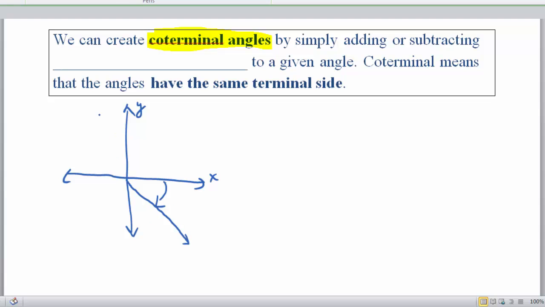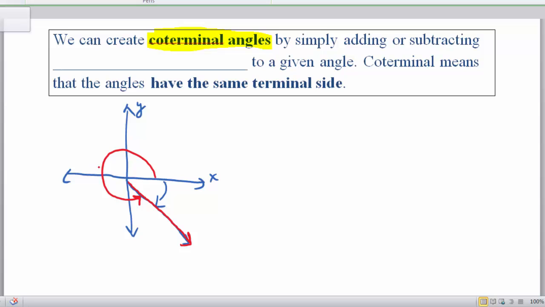However, if I rotated this way, counterclockwise, I would end up at a positive angle, and it would have the same terminal side, right? So this positive angle here, the one in red, and this negative angle, the one in blue, actually have the same terminal side, right? And that's what it means to be coterminal angles. So these two angles that I've written here are called coterminal angles because they have the same terminal side.